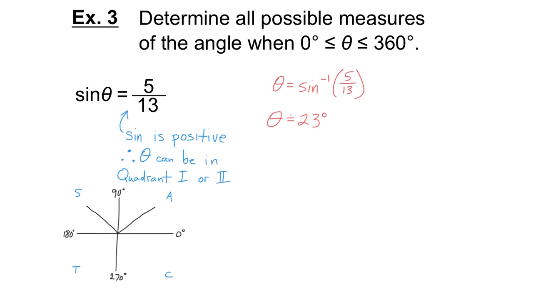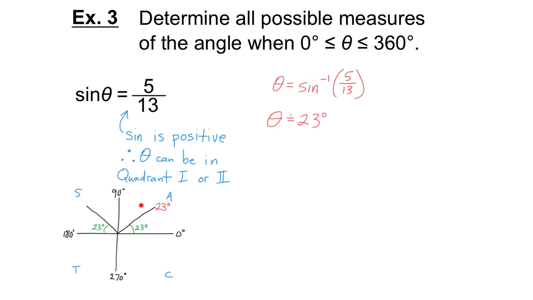Now hold on a second. 23 degrees is over here in quadrant 1. It's between 0 and 90 degrees. But what about this other possibility? The calculator only gives you one answer. So this is where you have to actually use your knowledge of the CAST rule and the terminal arm and the distance away from the x-axis to figure out what this other angle would be.